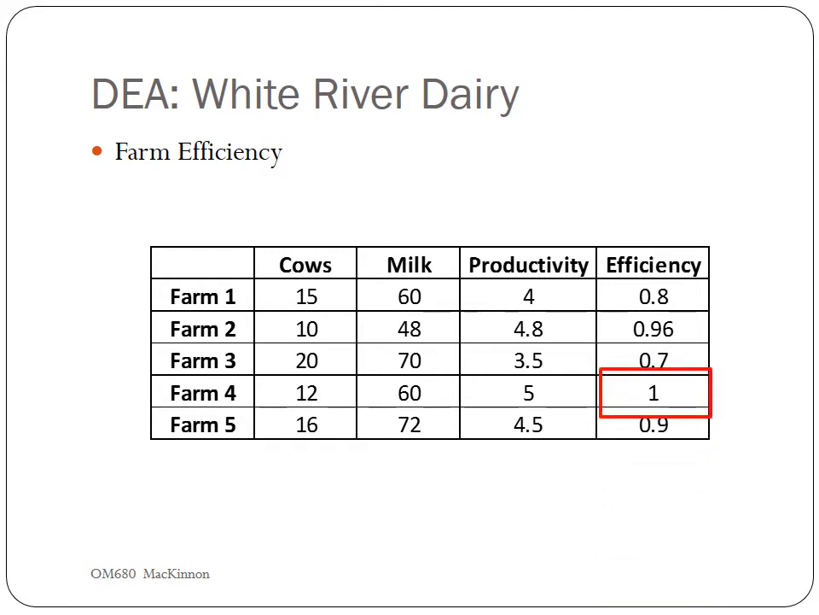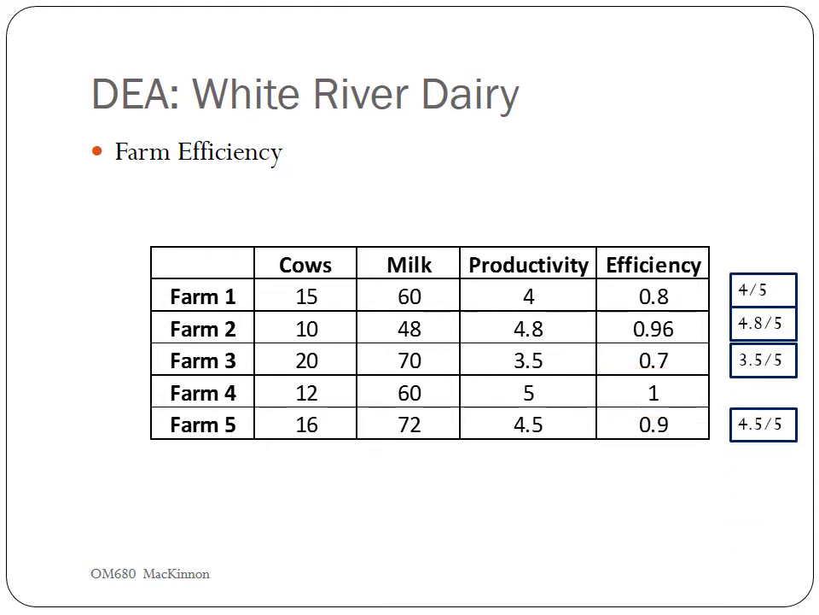And so we have judged farm number 4 to be the most efficient, because it has the highest productivity value. Now this does not mean that farm 4 operates at perfect efficiency. It just means out of these 5, using the inputs and the outputs that we have defined, it has the highest productivity. So we're going to arbitrarily call it efficient. And then the rest of the efficiency values are simply measured in relation to the most efficient farm.